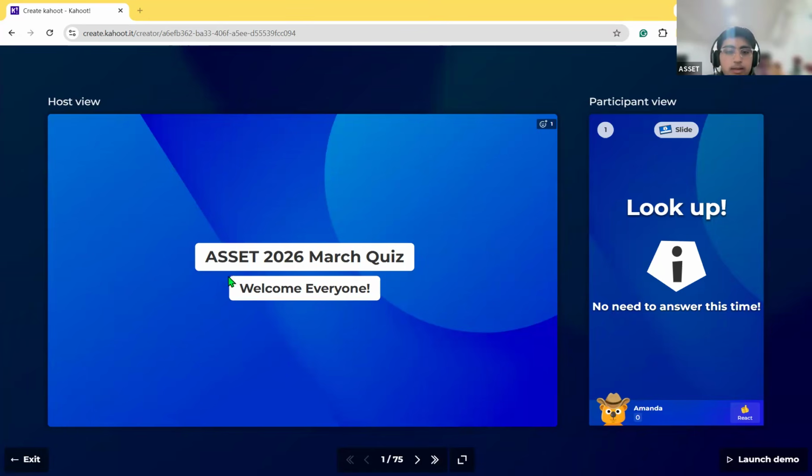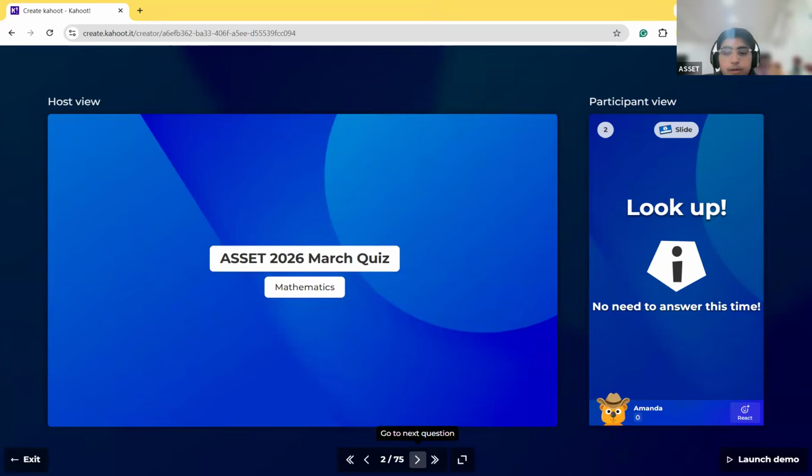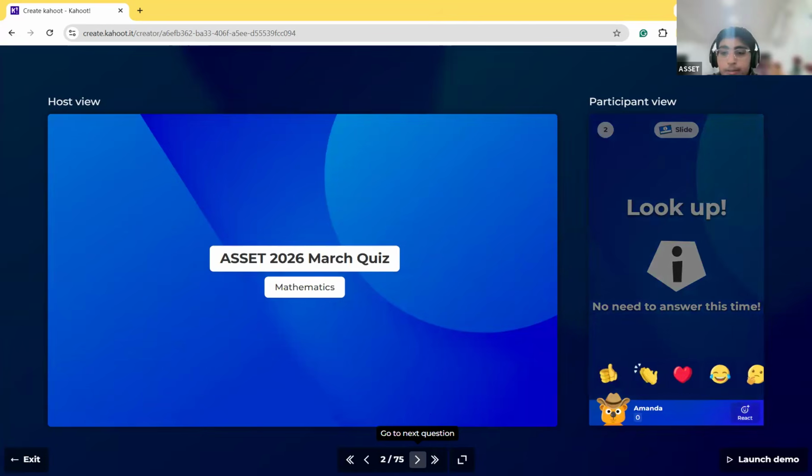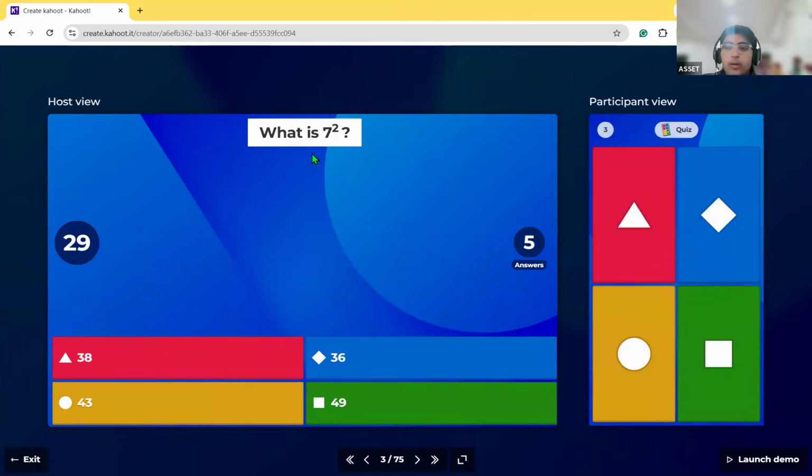So, Asset 2026 March quiz. Welcome, everyone. The first section is mathematics. What is 7 squared?